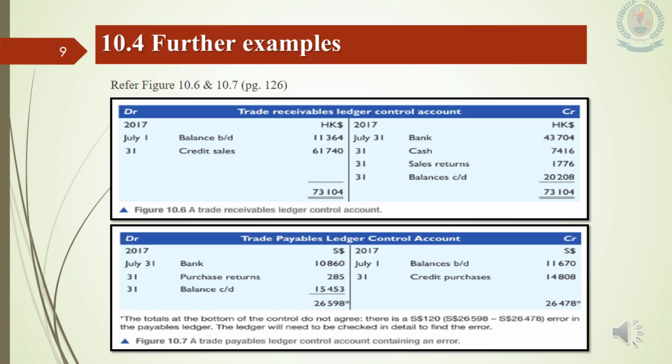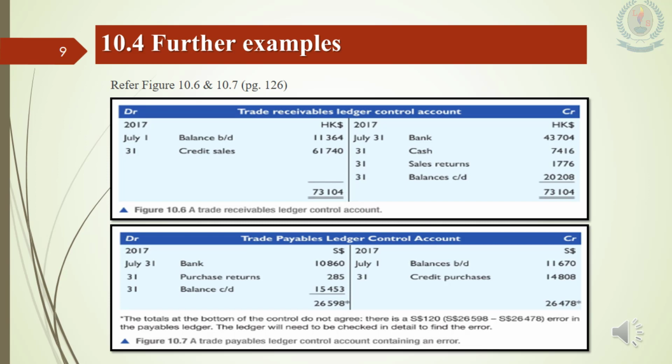10.4 Further examples. Now we will learn how to prepare a trade receivables ledger control account when information is provided. First, draw up an account with the title of the account, 3 columns each side, one for the date, one for the description and the other for the amount. The same way for both debit and credit. We will start with the opening balance.